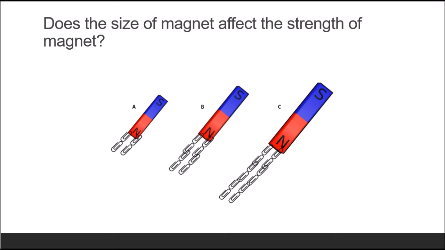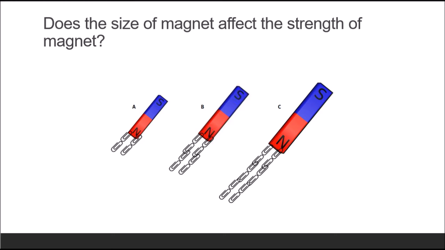Remember, before we start searching for the variables, let's understand this experiment. Now I have three magnets here with different sizes. And then I want to see whether these three magnets with different sizes will affect the strength of the magnet. So I just put all these three magnets to the paper clips and observe how many paper clips will be attracted to each magnet. Okay, so you can see here the number of paper clips is different. All right, now let's find out what information or variables we can gather.